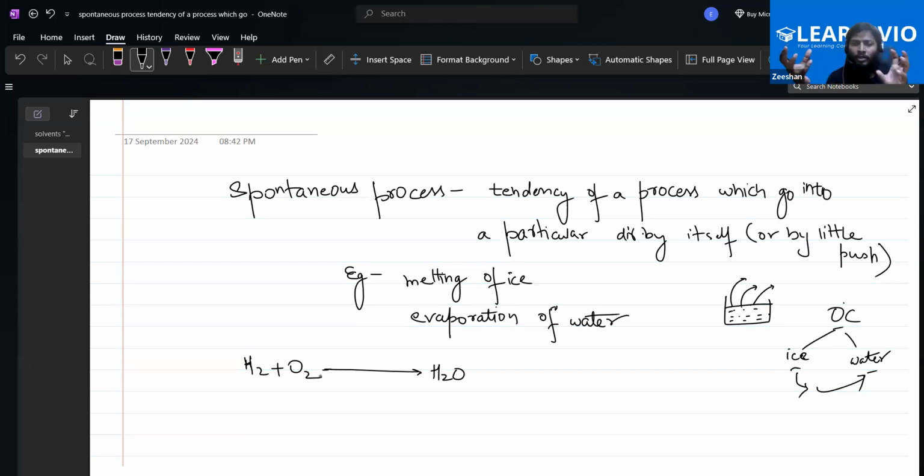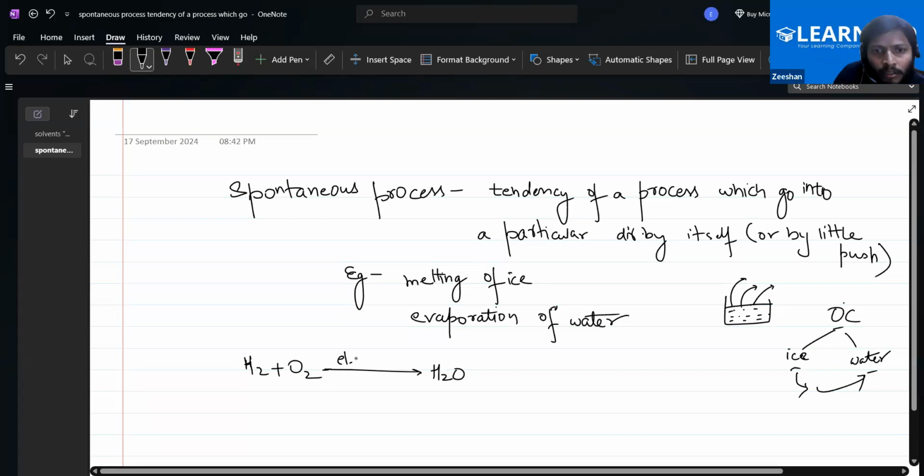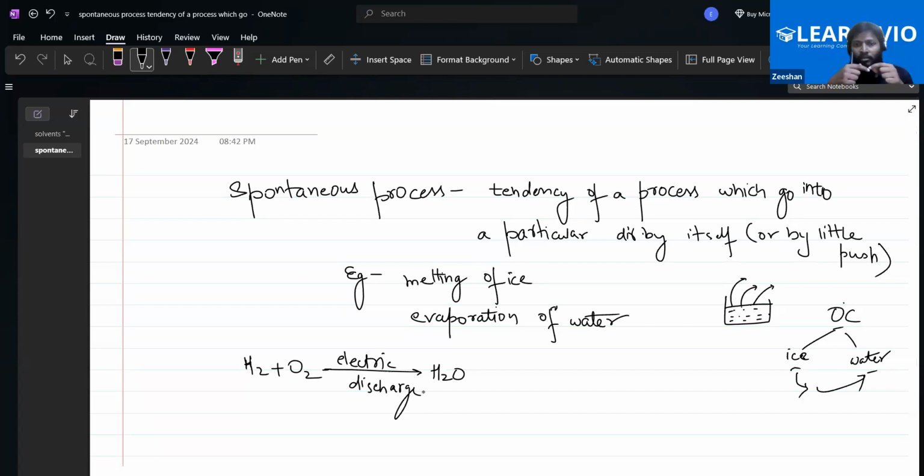Let me tell you, if you mix hydrogen with oxygen directly, nothing will happen unless we do something. What do we do here? Electric discharge. If we put some electric spark there with hydrogen and oxygen, it will become H2O. Got my point? Yes, sir. So here the little push is electric discharge.